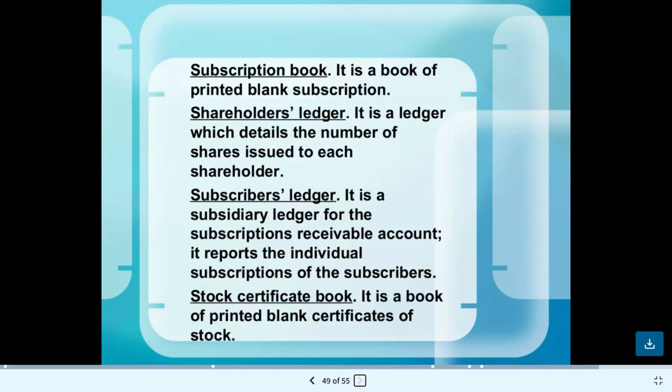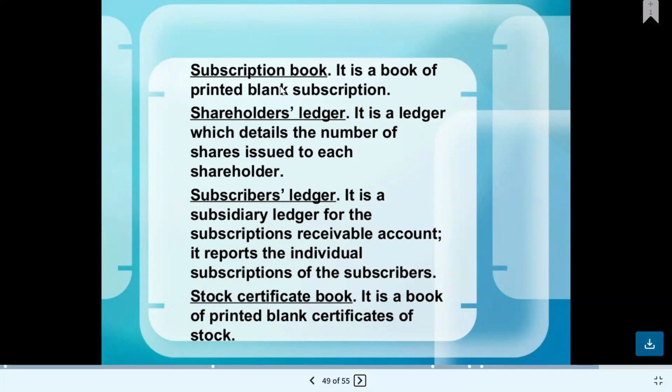Okay, and you have here the books that are maintained by the corporation. First, you have the subscription book. This is a book of printed blank subscriptions. By the way, aside from the normal books of accounts like the ledger and the journal, these are also the additional books that a corporation must have.